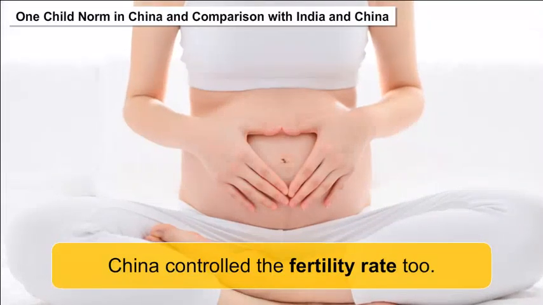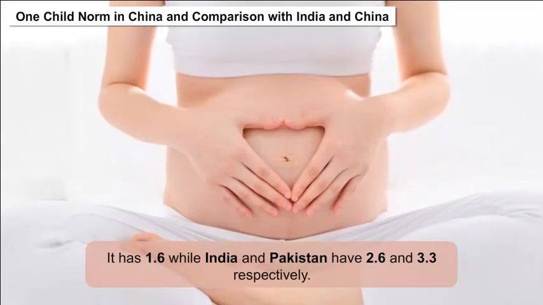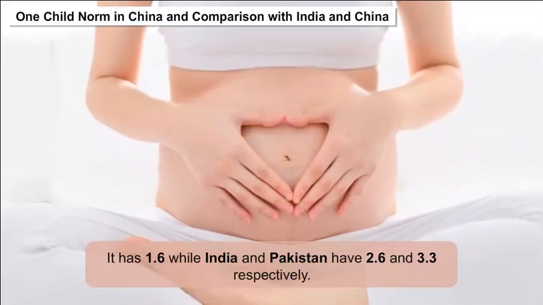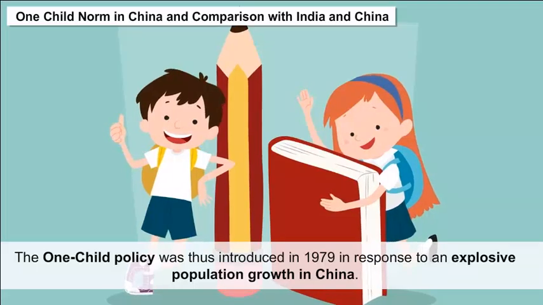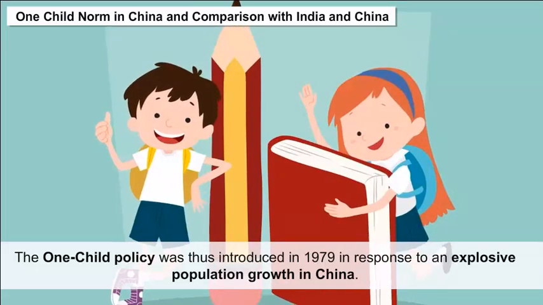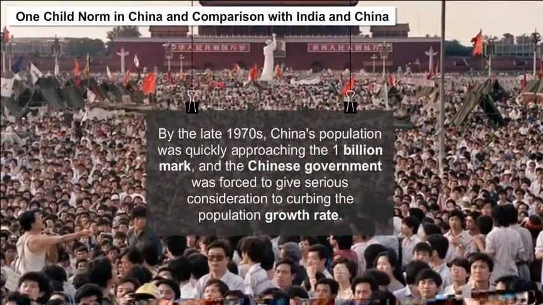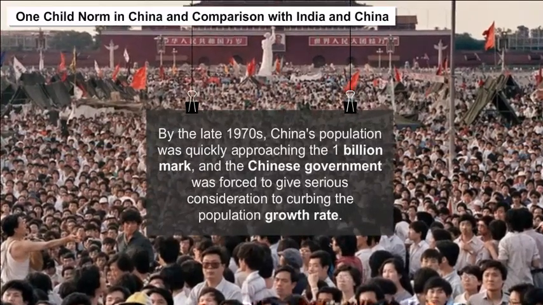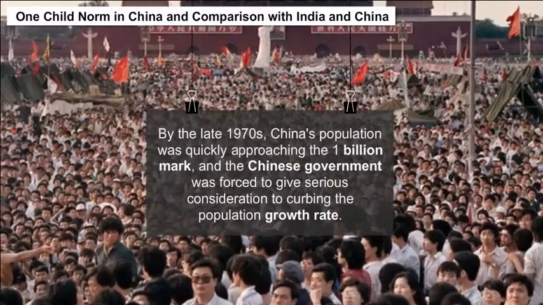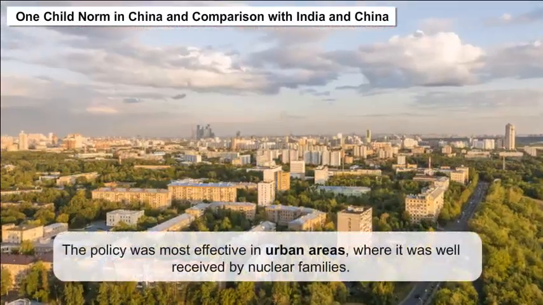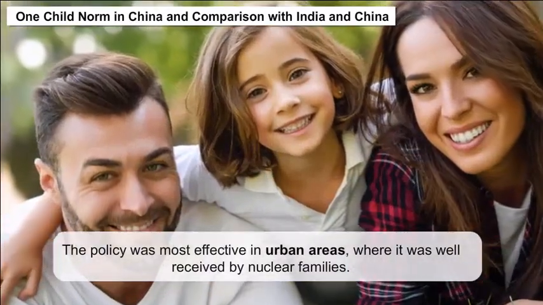China controlled the fertility rate too. It has 1.6, while India and Pakistan have 2.6 and 3.3 respectively. The one-child policy was thus introduced in 1979 in response to explosive population growth in China. By the late 1970s, China's population was quickly approaching the 1 billion mark, and the Chinese government was forced to give serious consideration to curbing the population growth rate. The policy was most effective in urban areas, where it was well received by nuclear families.